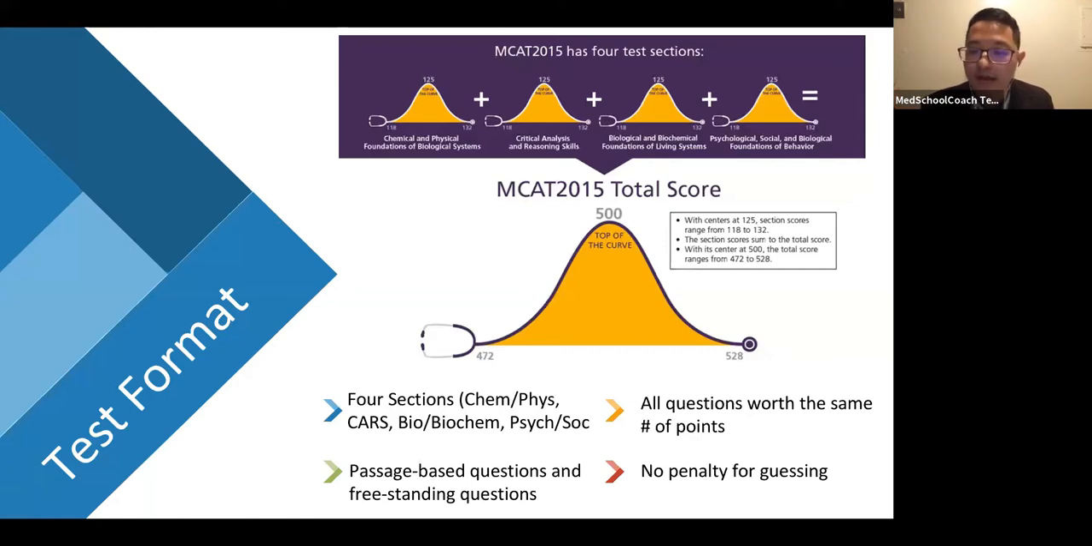So the idea of this is that it allows medical schools to very quickly identify if this is a student who is above average, meaning that they scored above 500, or if they're below average, if they scored below 500.